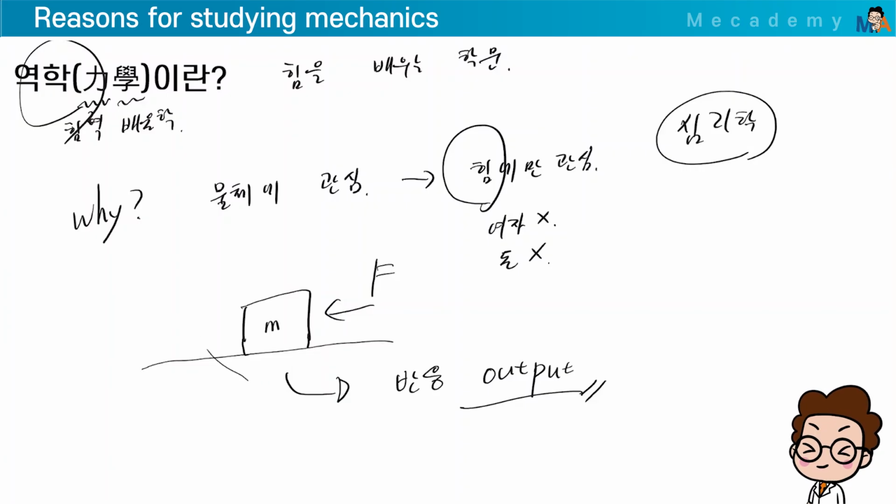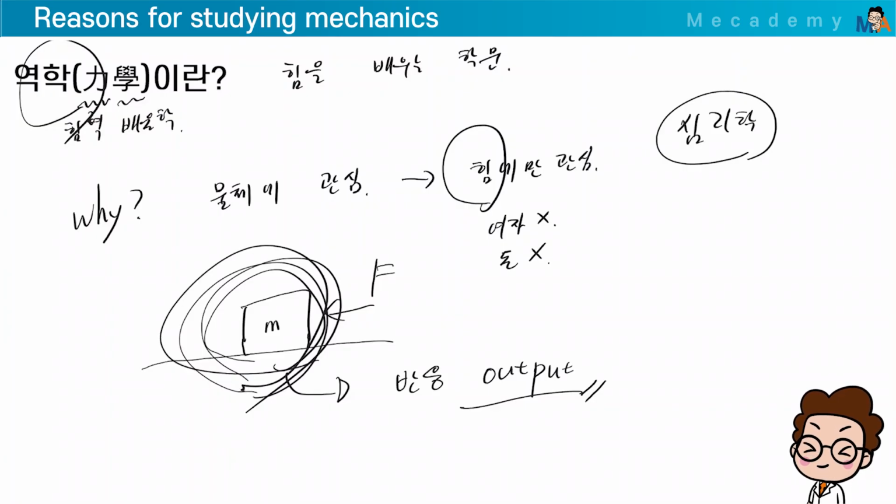It all comes down to this. Objects are only interested in force. That's the entire reason we study mechanics. Objects only react by moving, shifting, or accelerating in response to a force. And that's why we learn this field. Makes sense.